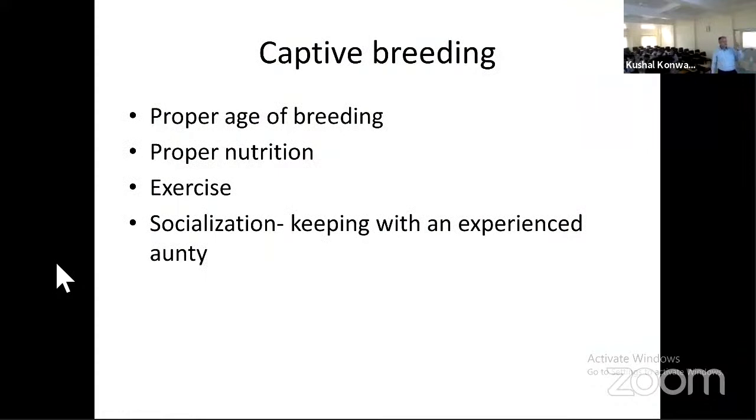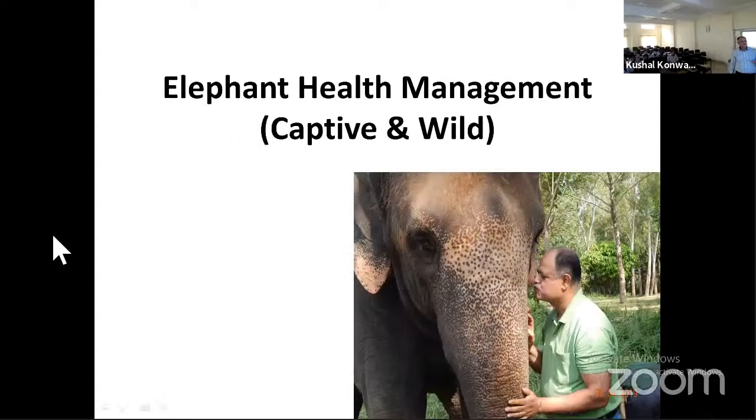For captive breeding, we have to select the proper age of breeding, proper nutrition of the animal, then exercise. Because in field conditions, elephants keep moving for 18 hours a day. Hardly they relax for 6 hours. And in captivity, we do not give them enough time to go for walking and exercise. That makes them vulnerable for dystocia and all that. Then, as I said, socialization. Then I want to discuss about the health management in captive elephants. So maybe relation is there also, but okay, let us talk about it.